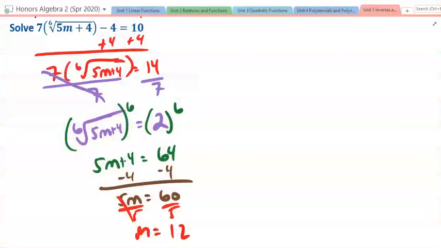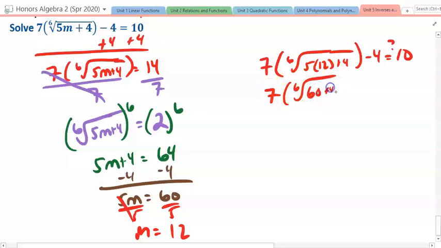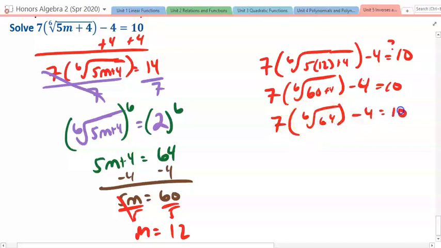So again, just like square roots and cube roots, we do need to check our solutions just to make sure they are true and not an extraneous solution. So we get our 7 times the 6th root of 5 times 12 plus the 4, minus the 4, equals 10. We'll check all that out. So 7 times the 6th root of (60 plus 4), minus the 4, equals 10. So 7 times the 6th root of 64 equals 10.